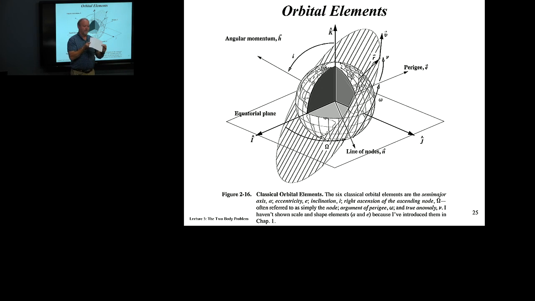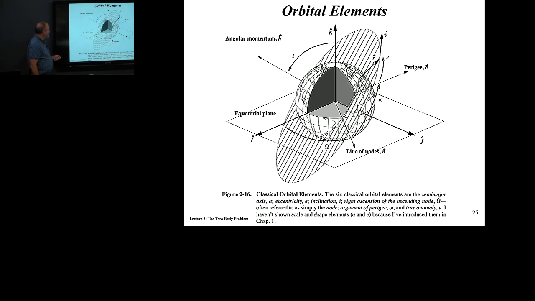Now for the two-body problem, the plane ends up being fixed in space. Like I've said before, it's fixed in inertial space. So with respect to the stars, it's fixed. And so what we really need is a way to tell us how it's oriented with respect to the stars. And I think it's pretty straightforward to understand that 3 independent angles would tell us how that plane is oriented with respect to the stars.